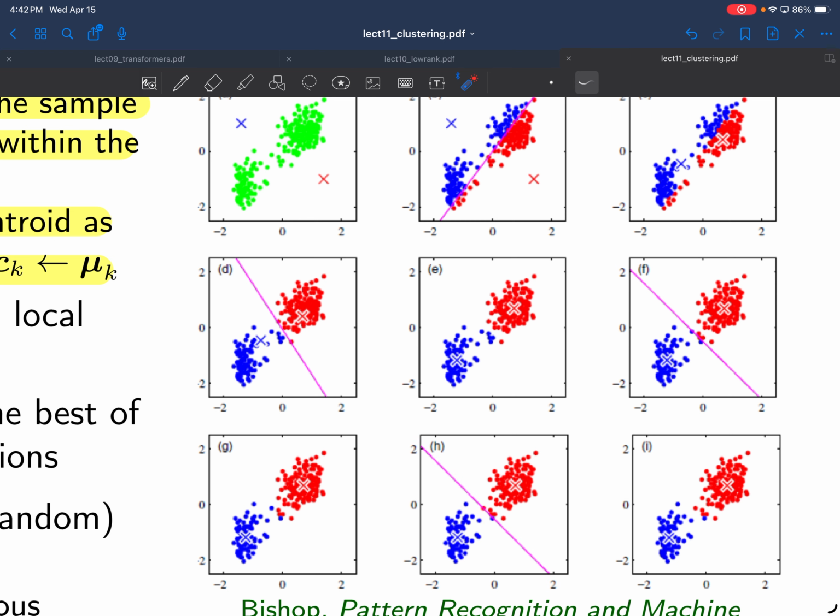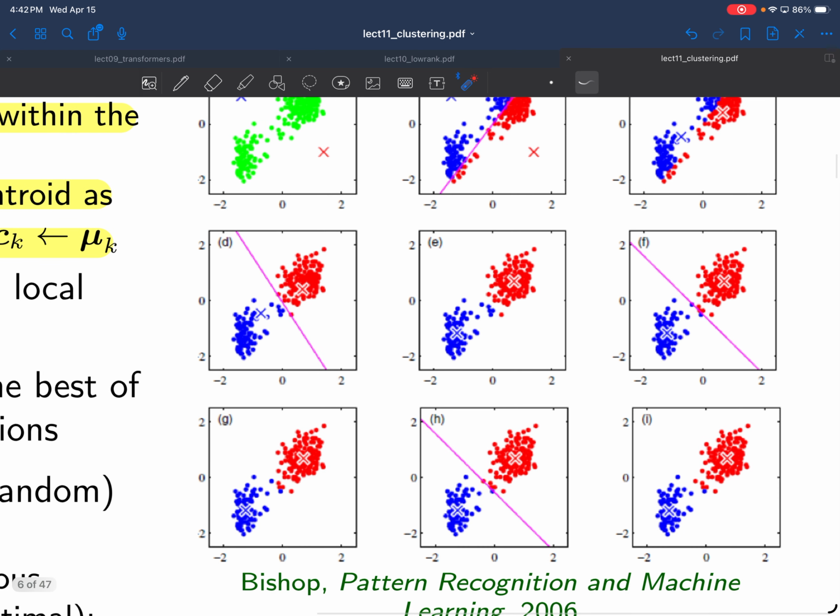Then one of the blue ones has changed to red, but at some point, after a finite number of iterations, things will stop changing. And then you will reach a fixed point where, because things are clustered the same, the sample means will stop changing and nothing will change after that point.